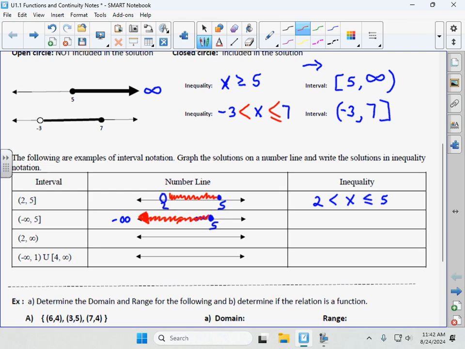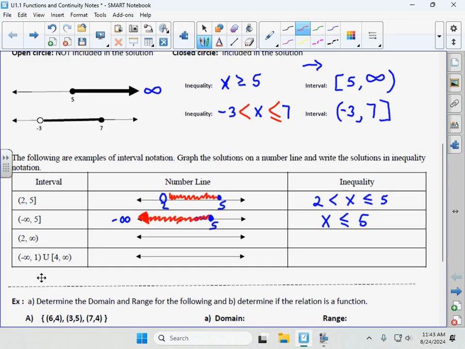And so when we write this as an inequality, I think it helps to put the x first, the variable, and then the direction that you're shading. We're shading to the left, so our point should be to the left, and it's going to be less than or equal to, and then 5. So x is less than or equal to 5.